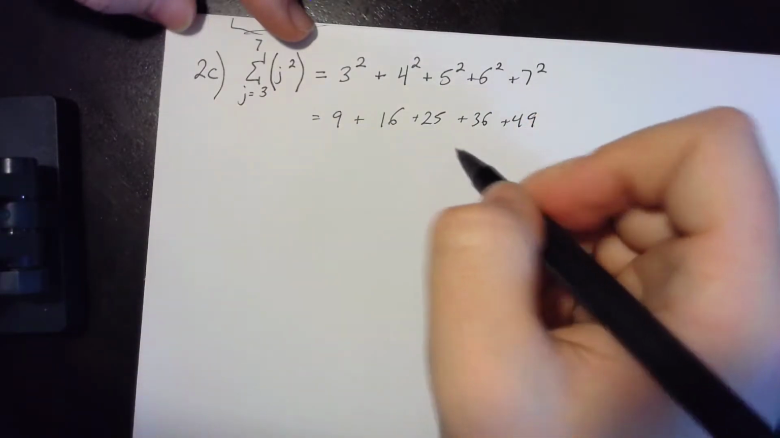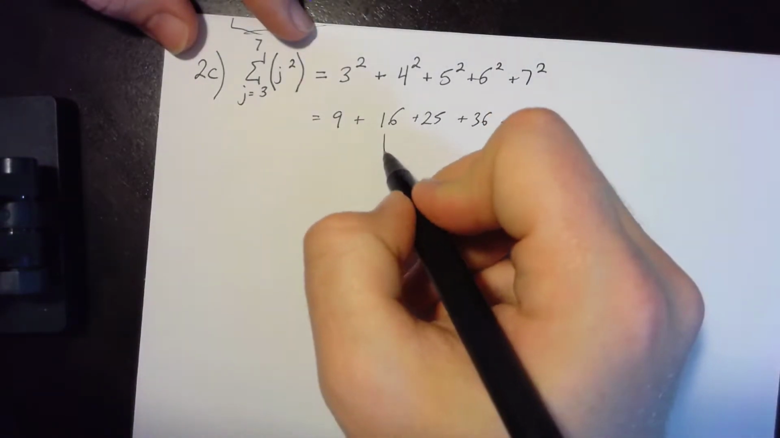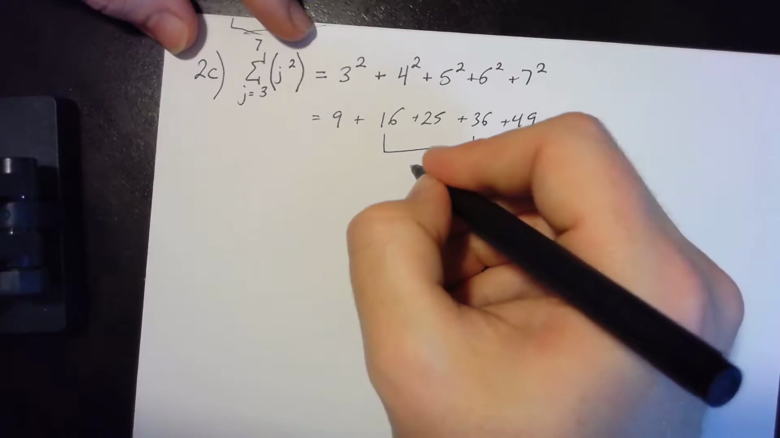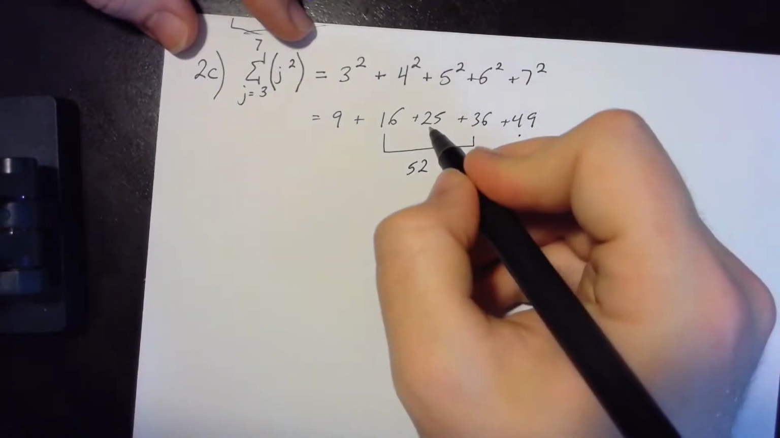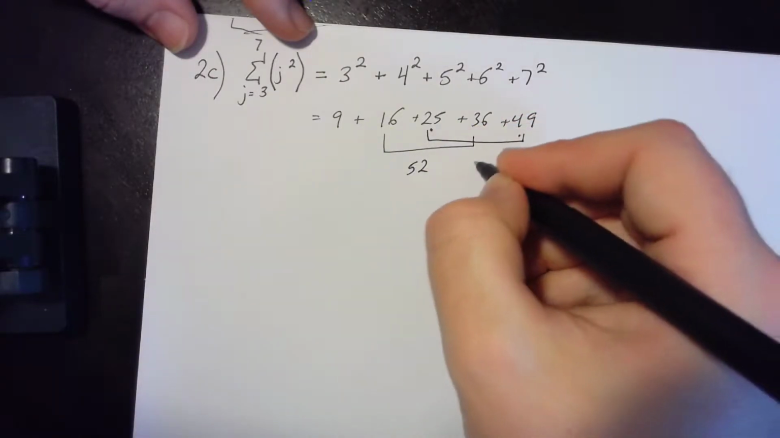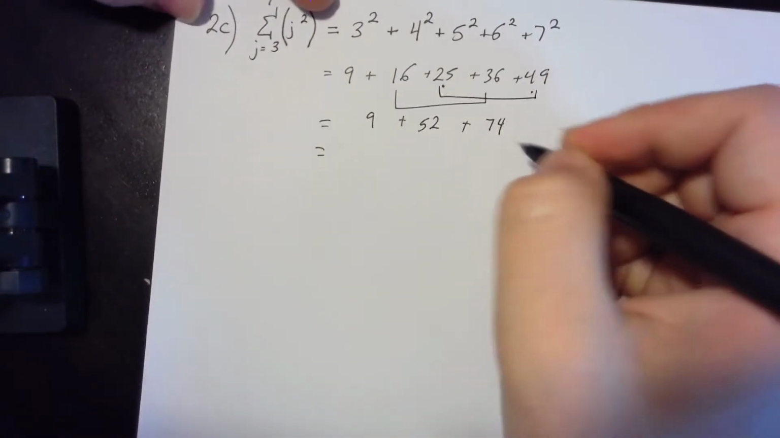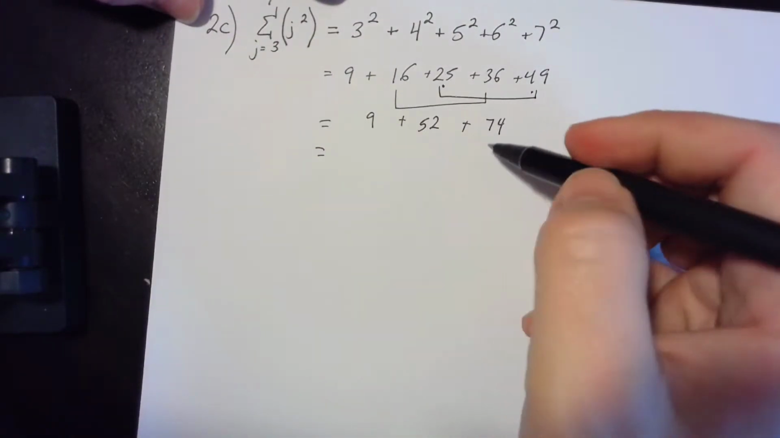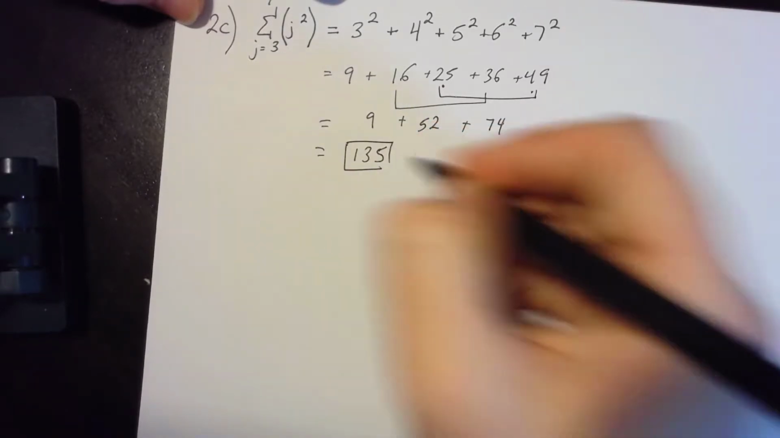And then, adding as much of this as quickly as possible, it looks like these two together will provide me with 52. This is almost 50, plus 25 will be 75, so minus 1 is 74. And then plus the 9 there. This will provide me with a value in the end of 126, 135, it looks like, as my final summation.